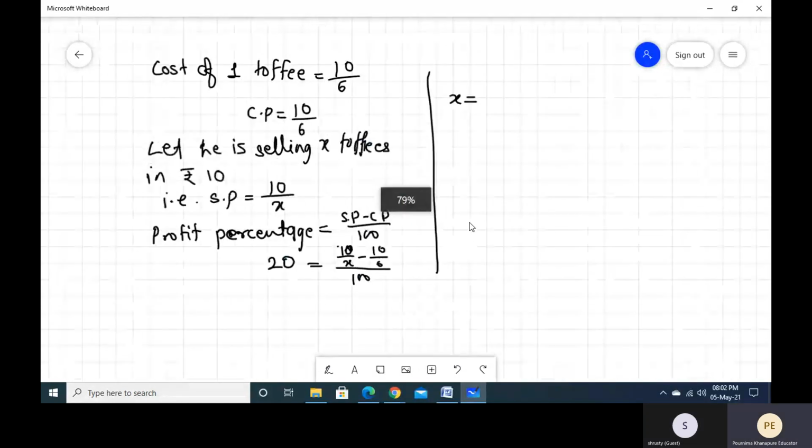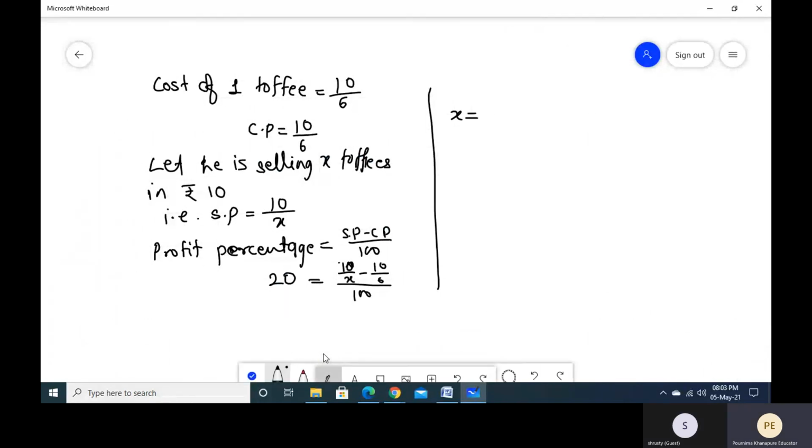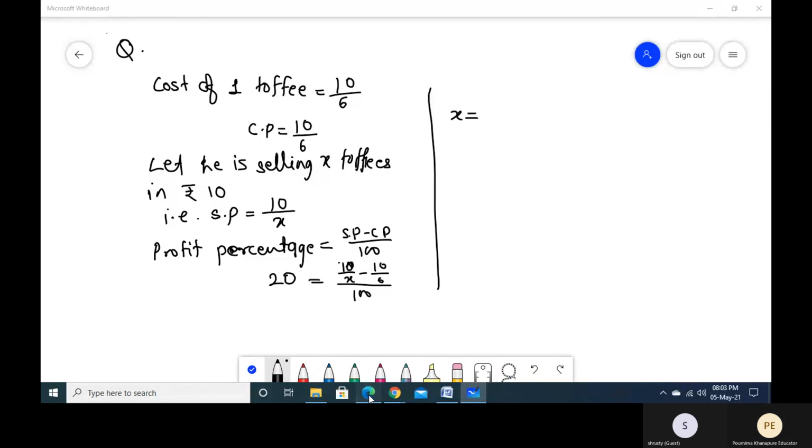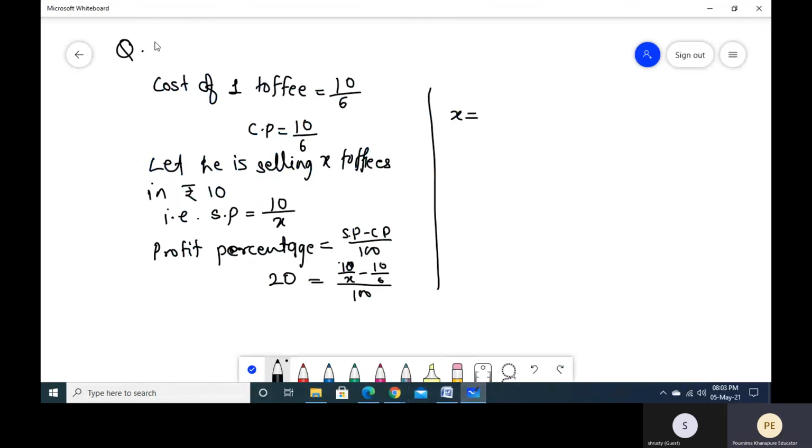Okay. So if you want to write it down fast. It's a question number what? 3 from 9.2.